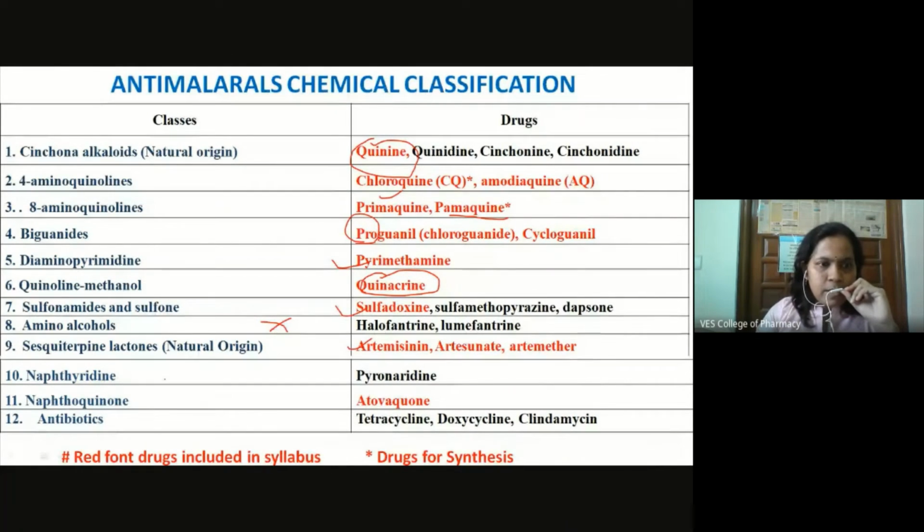So these three compounds, and then naphthyridine, and naphthoquinone. This is a polycyclic compound, you can say, that is atovaquone, which we will talk about. And then you also have certain antibiotics which are repurposed or used in malaria, which include tetracycline, doxycycline, and clindamycin. So remember, for this, we are just going to look at the drugs that are in red font. And for synthesis, it's only chloroquine and Pamaquine which have been mentioned.